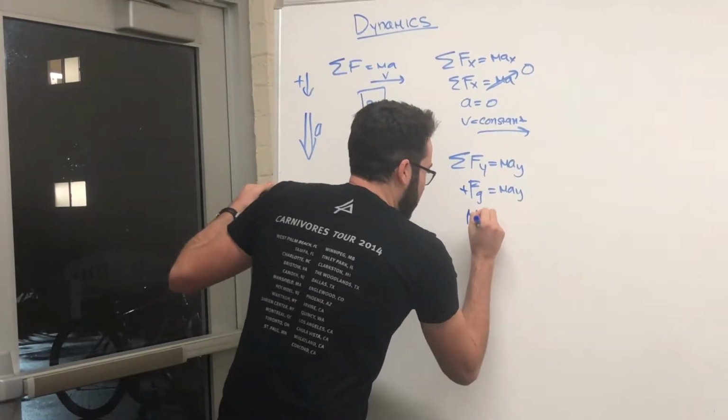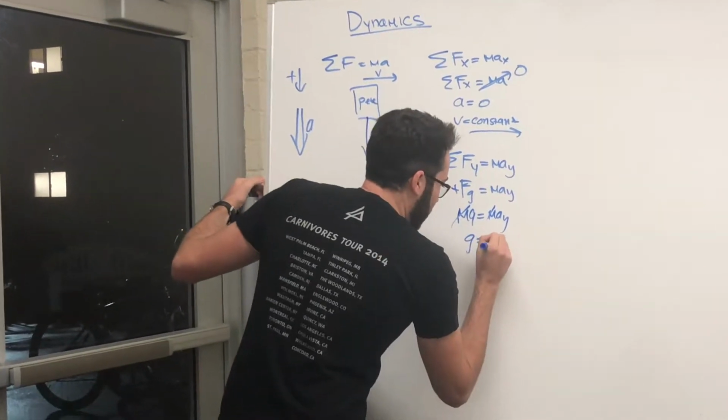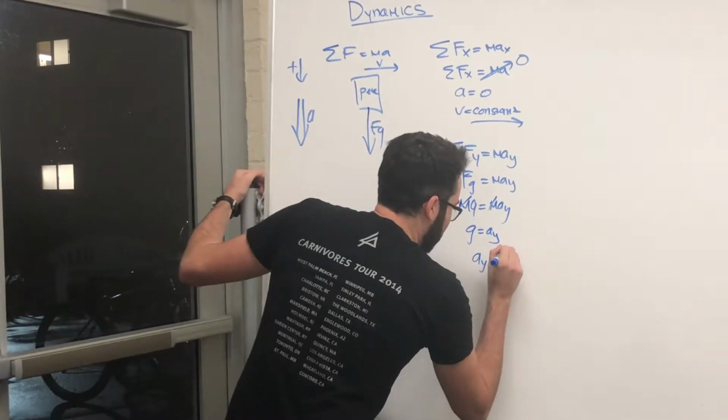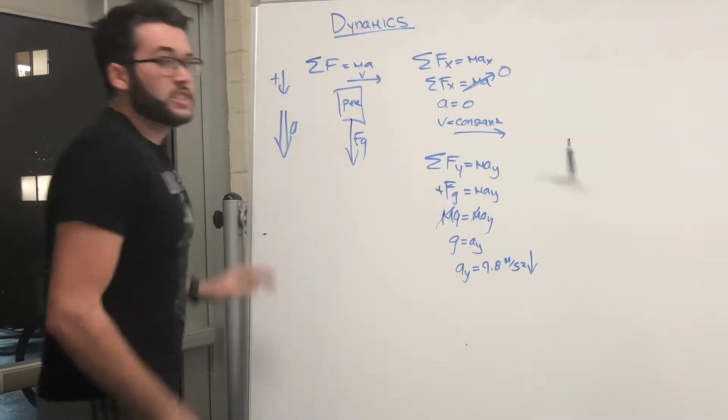Next thing you're gonna do, mg equals ma in the y. Masses cancel, gravity equals acceleration in the y. Acceleration in the y equals 9.8 meters per second squared, downward. Done, dynamics.